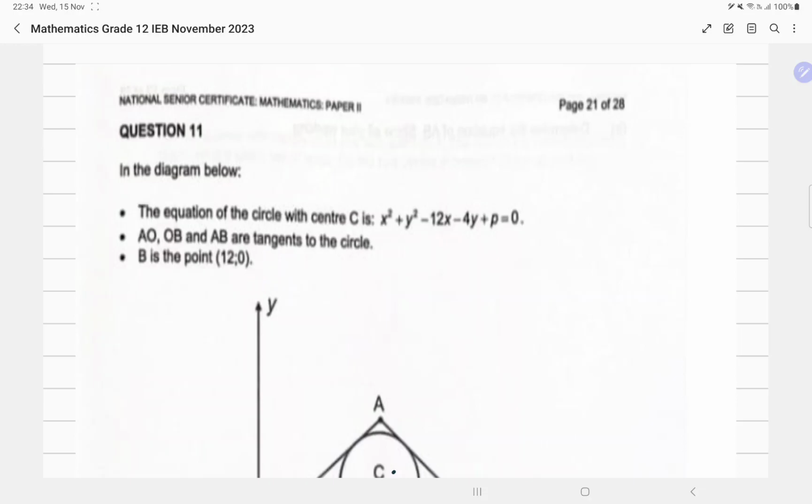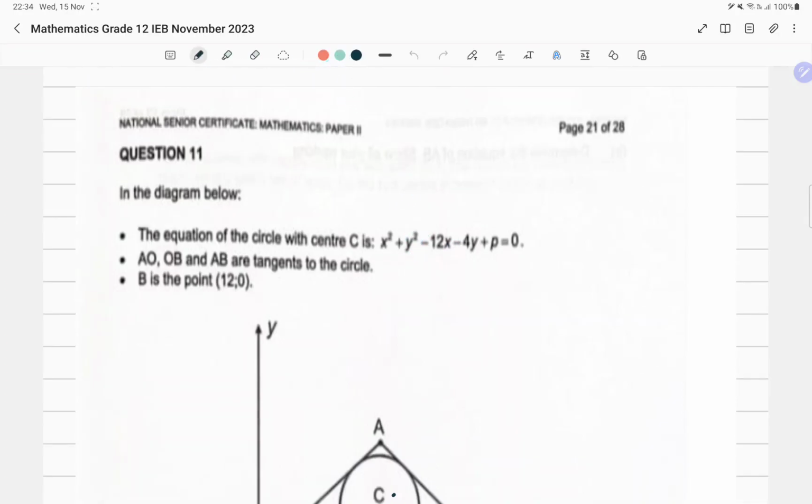So let's have a look at this paper quickly and see how it went. We are told in the diagram below, the equation of the circle with center C is x squared plus y squared minus 12x minus 4y plus p equals 0. This is an expanded form of the equation, which usually does not make sense, so the best thing is to complete the square and express it better.